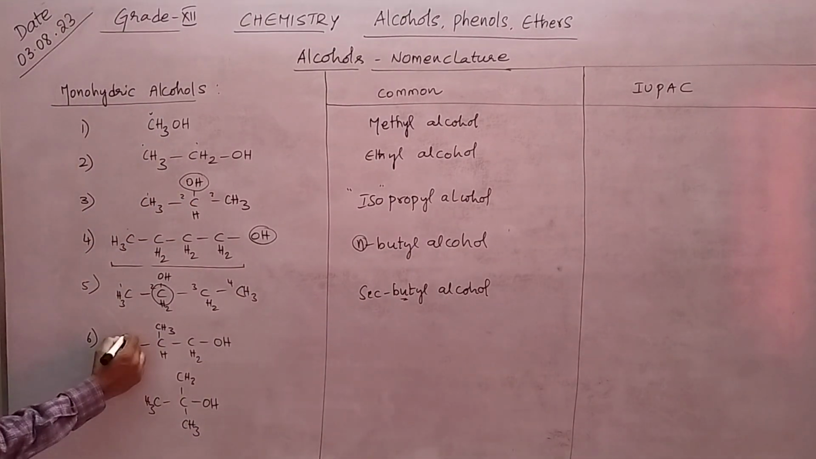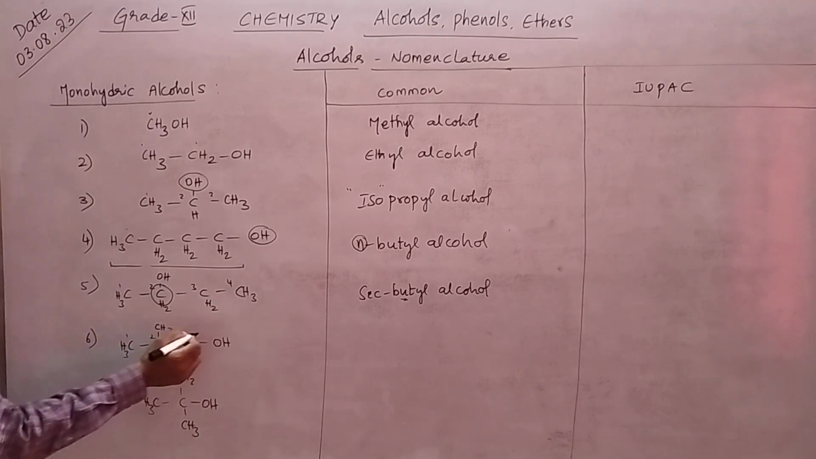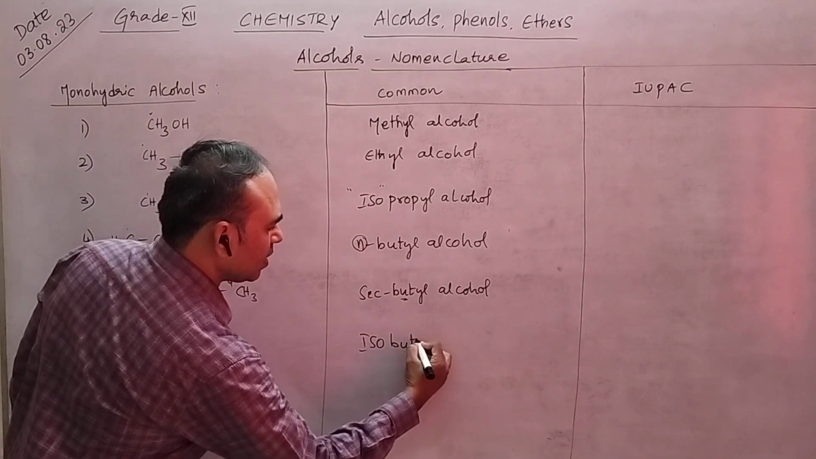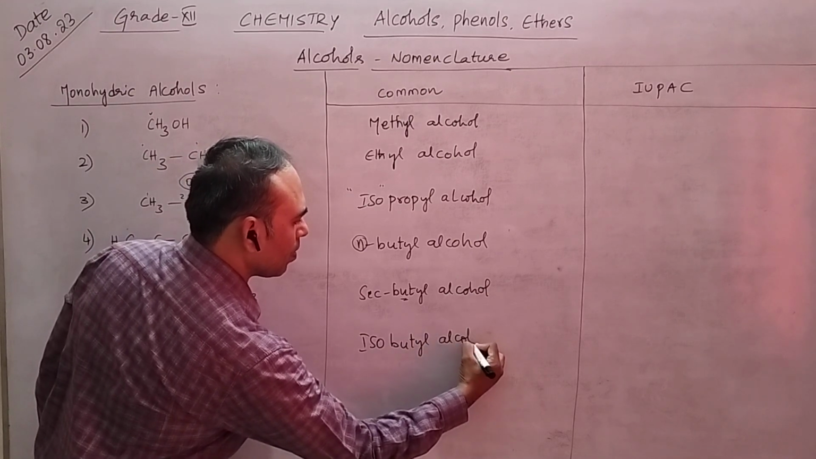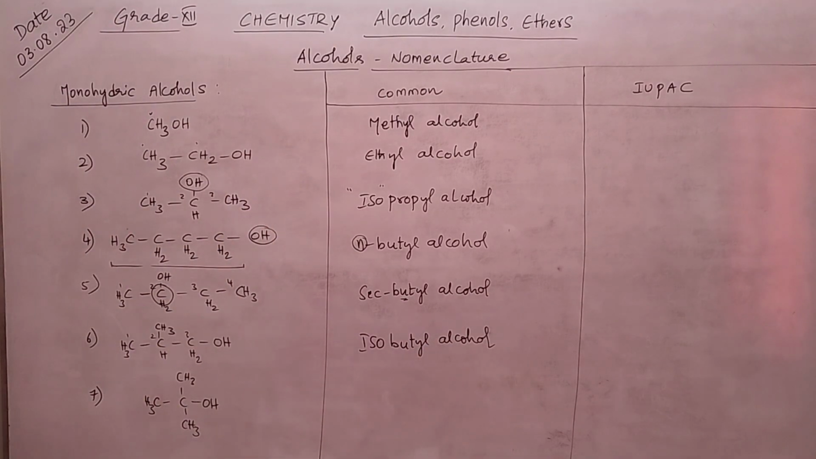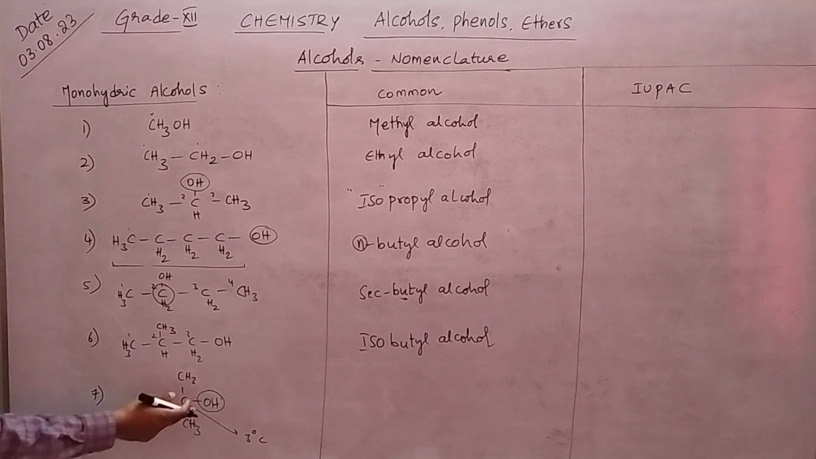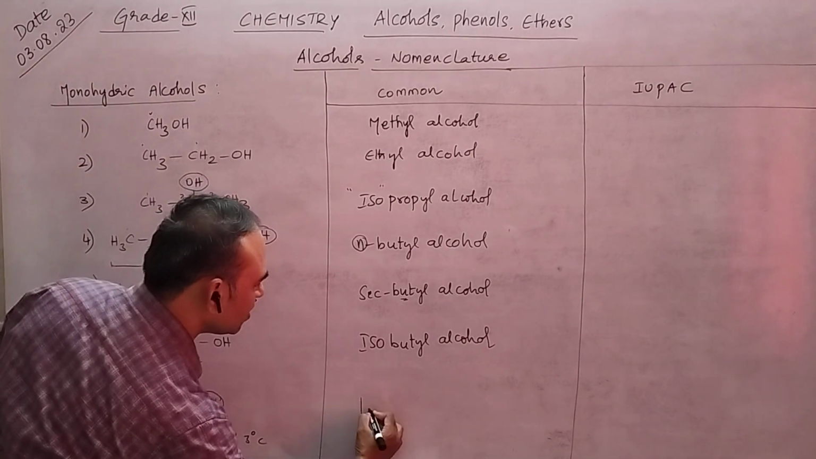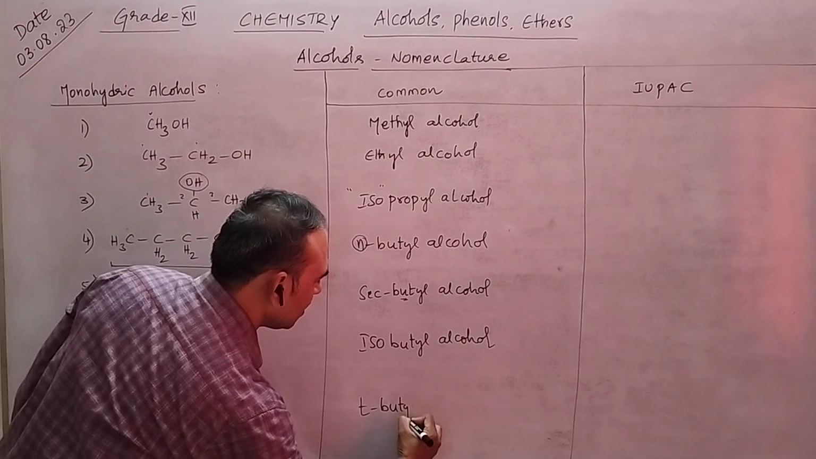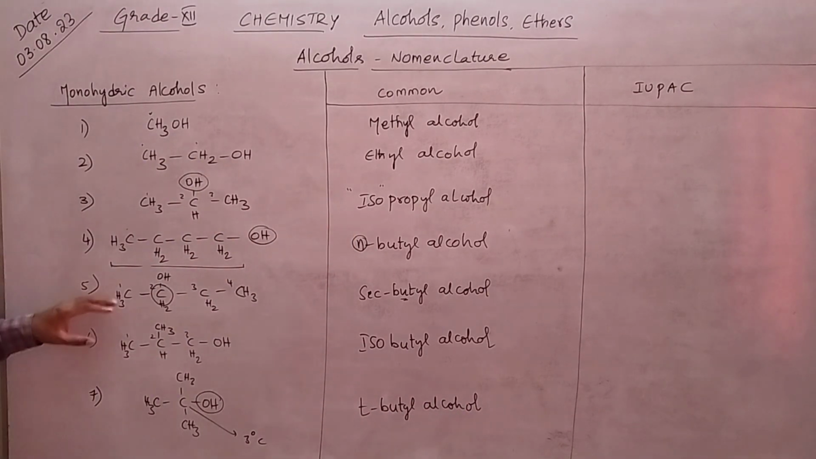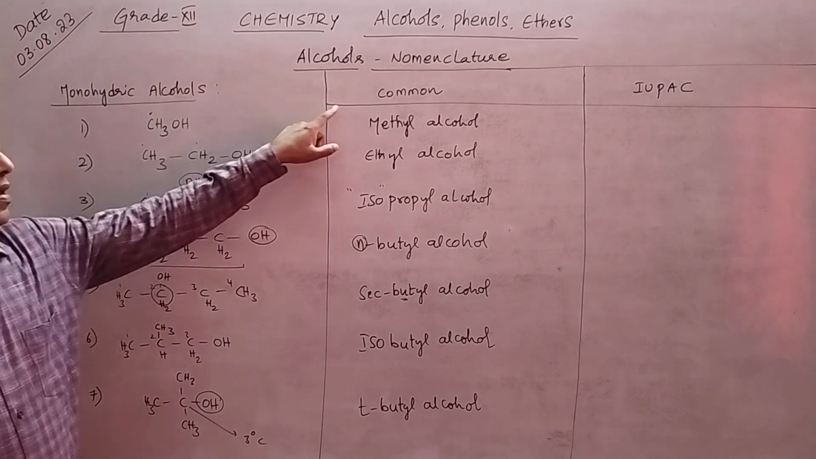Next, coming to this, 3 and 4. Now this is again isobutyl alcohol. Why do you call it isobutyl? Because to the second last carbon you have a methyl group. Now this one you are familiar with, a tertiary carbon. To that tertiary carbon, if the OH group is attached, then you call it tertiary butyl alcohol. So these are the 7 monohydric alcohols, and we have written the common names.